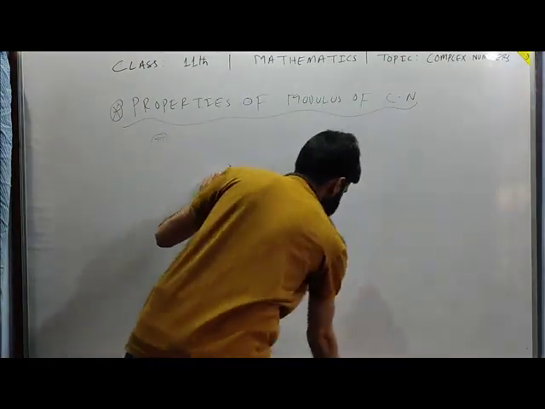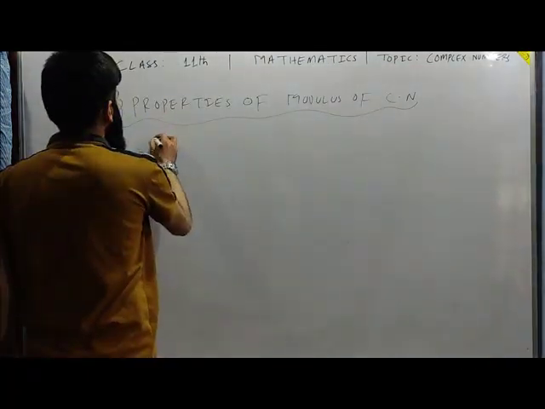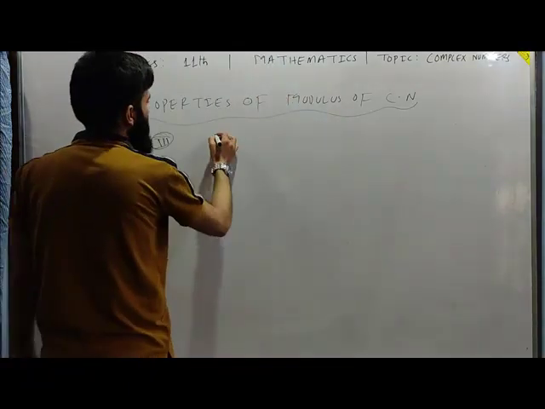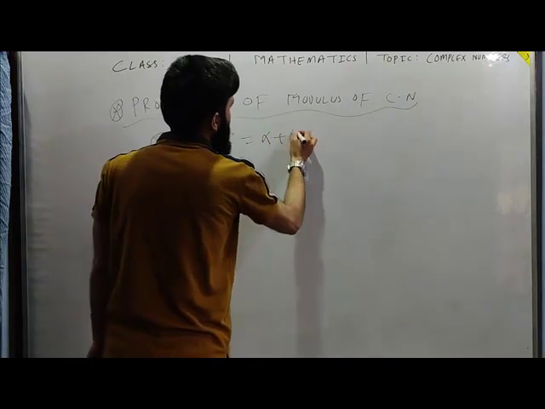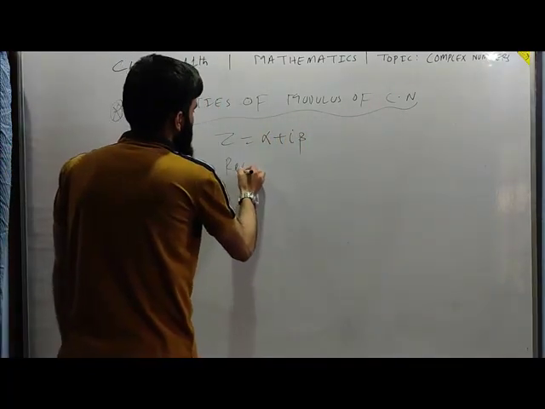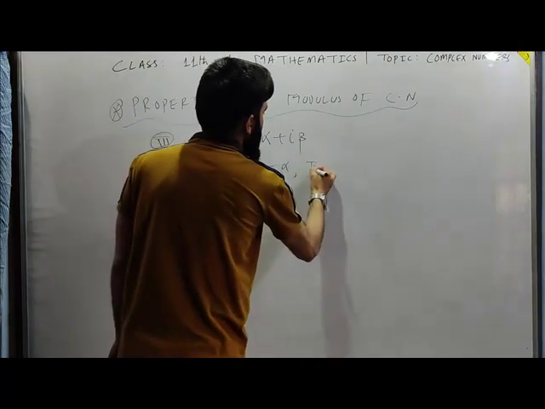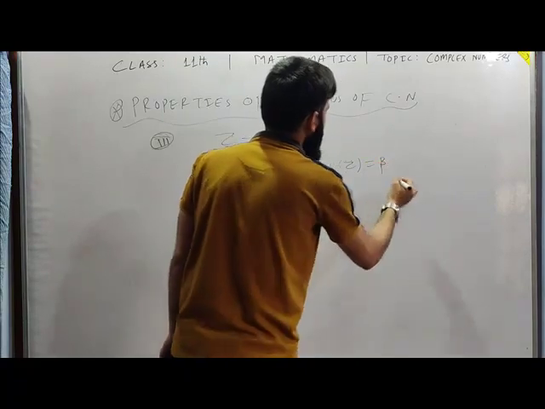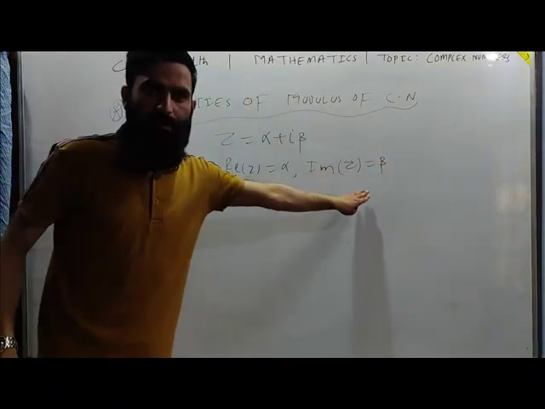Property third. I will discuss property third. If we have a complex number z equal to alpha plus iota times beta, what is the real part of z here? The real part of z is alpha, and the imaginary part of z is beta. Alpha is there and beta is there, okay.